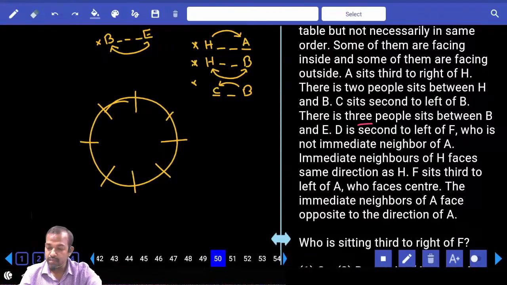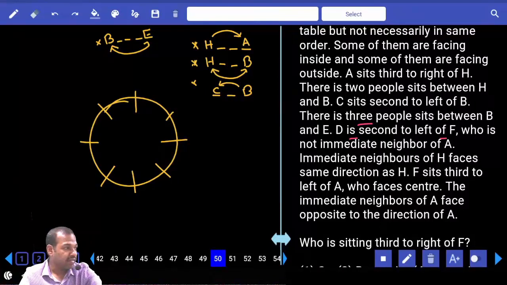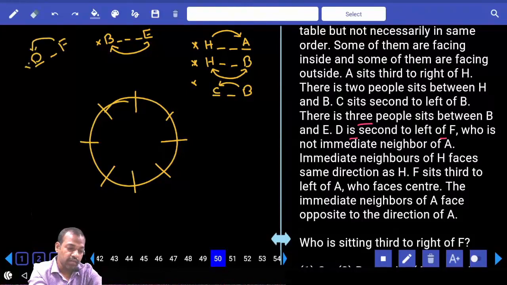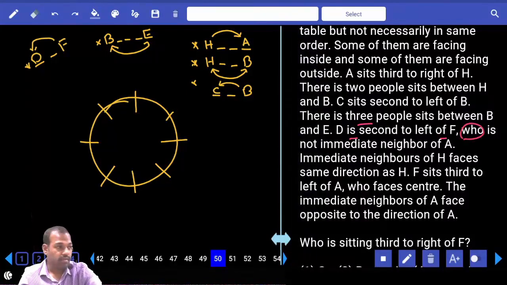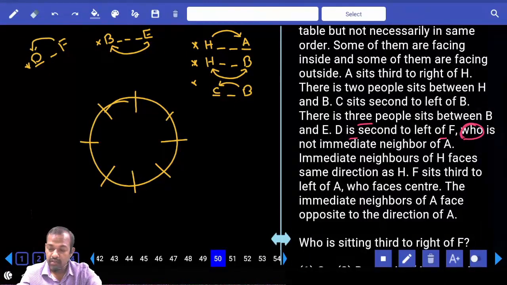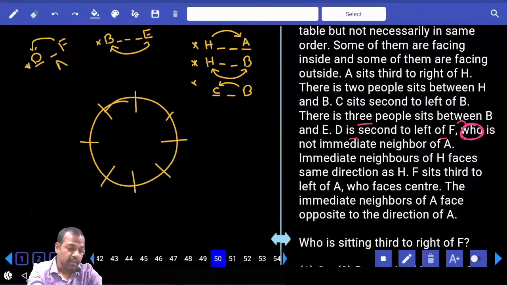Yes. Next one. D is sitting second to the left of F. First left and second left. So D is sitting second to the left of F. Next one. And the word who represents here? F. And F is not an immediate neighbor of A.